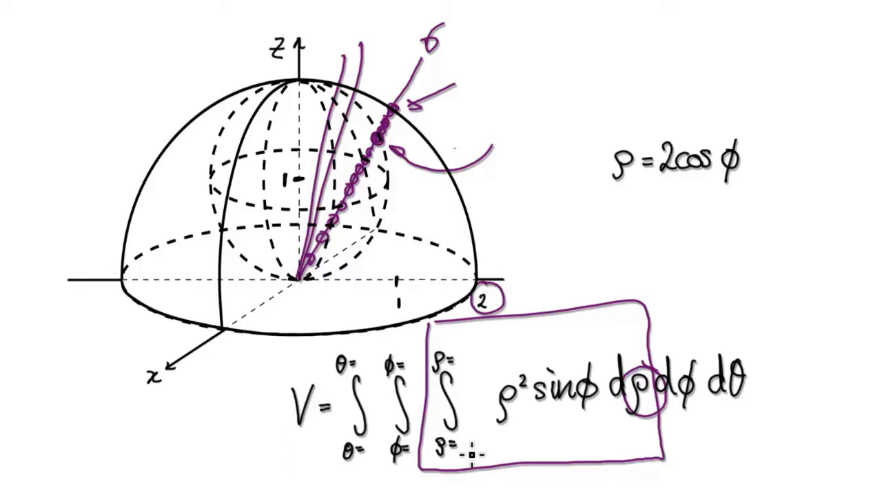So really, you start at the small sphere, which is this thing here. So this will be 2 cos phi, and then you stop when you get to the outside, to the big sphere. This big sphere has a radius of 2. So that will set up our first part.